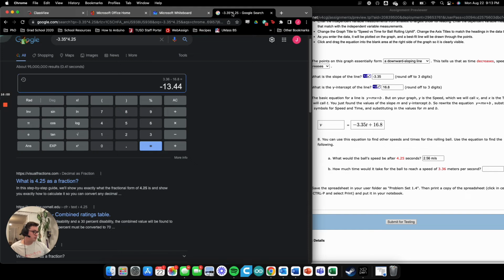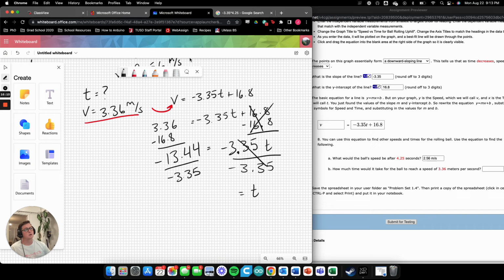Gonna divide this by negative 3.35. 4.0119. Okay, blah blah blah. But this is too many sig figs, so we need to count 1, 2, 3 sig figs. Cut it off there. Round that one into that one. So our final answer is going to be 4.01 seconds, because we're measuring time. All right.